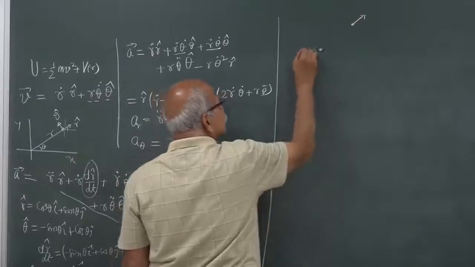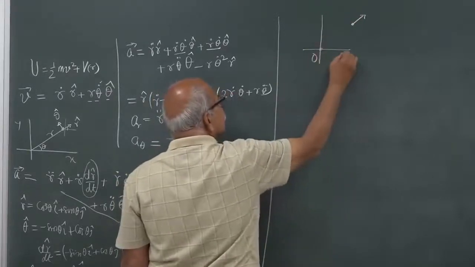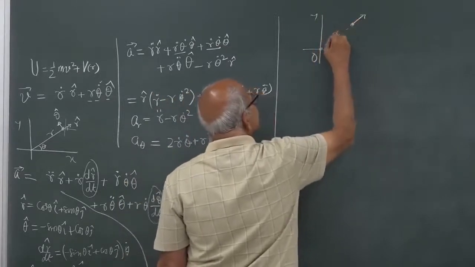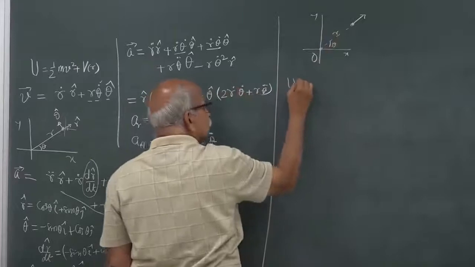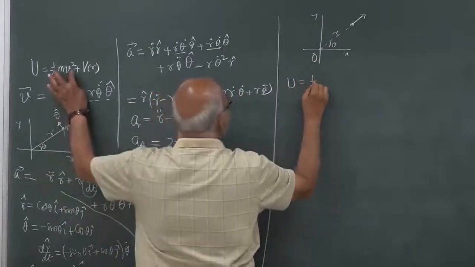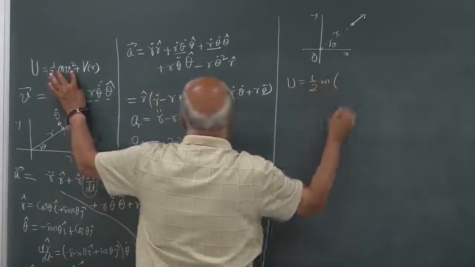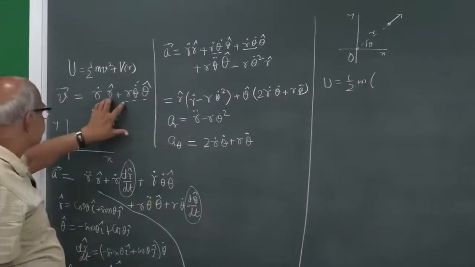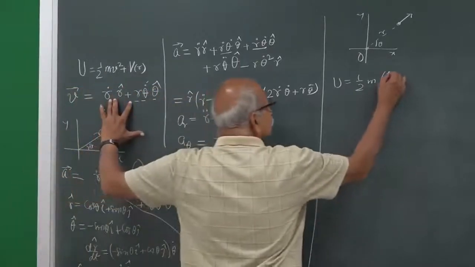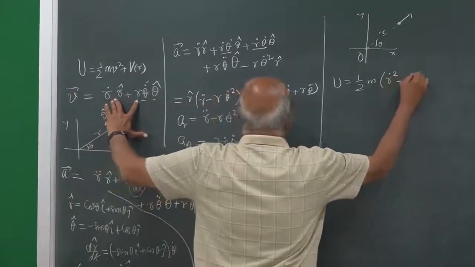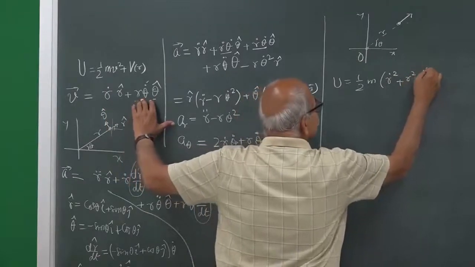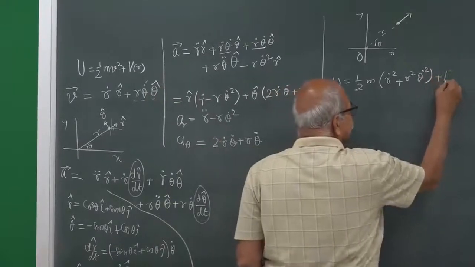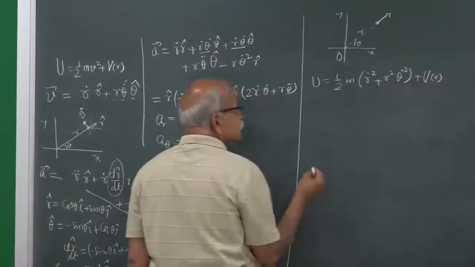And for that, this is the origin, x axis, y axis, r, theta. If the particle is here, this is r, this is theta. So, energy is half m v square, and for v square we write from here r dot square plus r square theta dot square. That is half m v square, plus what is the potential energy, V of r.